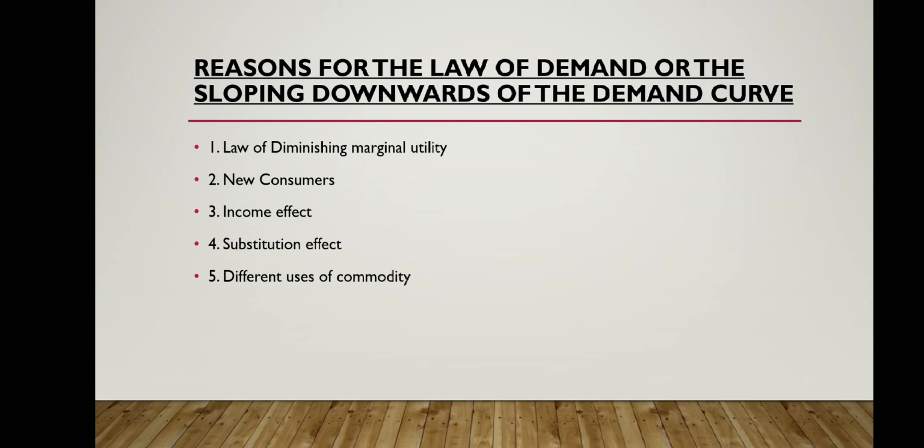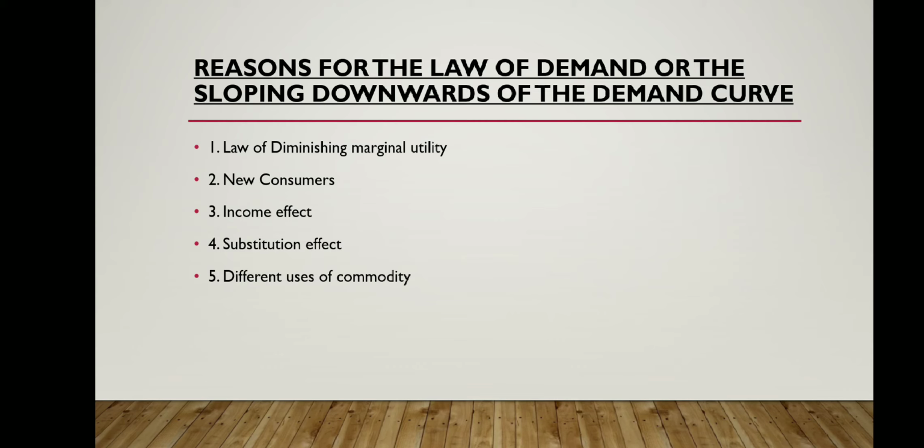Next is the income effect. As the price of a commodity is reduced, he can get the same commodity for a lesser amount. And this may be taken to be a rise in his real income. Part of the increase in his real income can be used to purchase more of the cheaper commodity. So, when the price falls, the amount demanded rises, and vice versa.